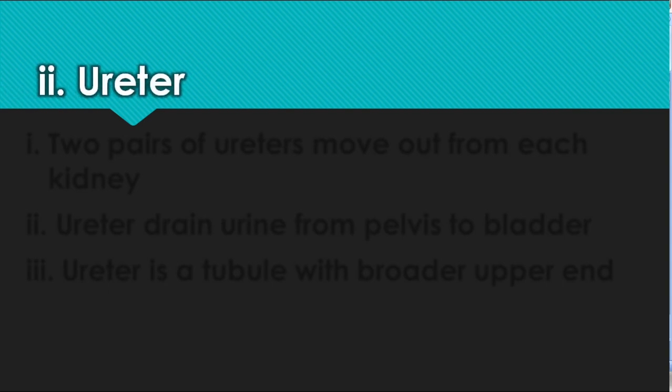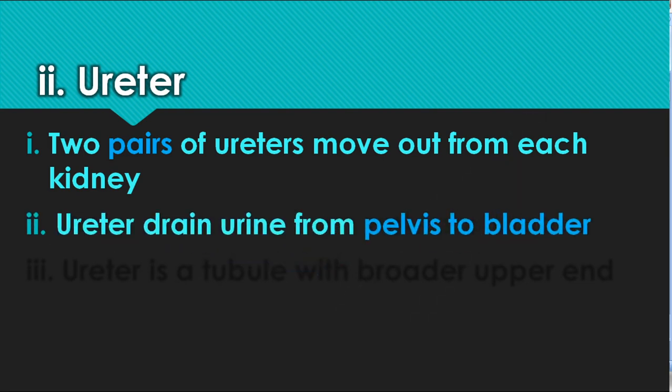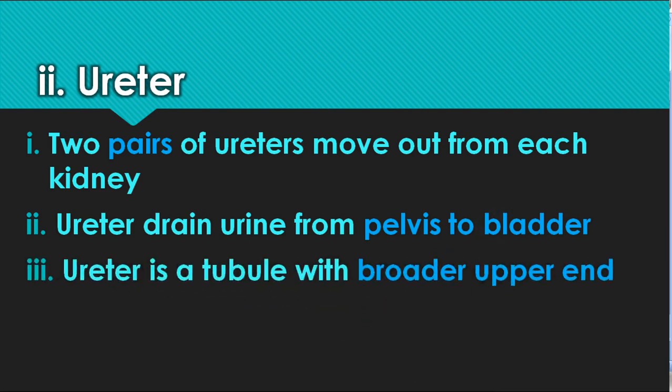And the second component of our urinary system is the ureter. Ureter is a tubular structure. A pair of ureters moves out from each kidney, and the ureters drain urine from the pelvis to the bladder. And the ureter is a tubule with a broader upper end.